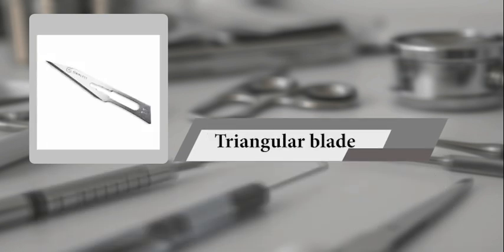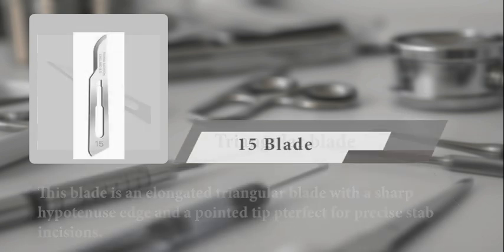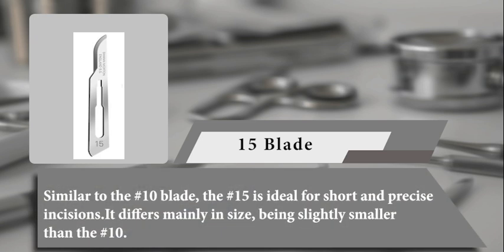tissue. Triangular blade. This blade is an elongated triangular blade with a sharp hypotenuse edge and a pointed tip, perfect for precise stab incisions. Number 15 blade. Similar to the number 10 blade, the number 15 is ideal for short and precise incisions. It differs mainly in size, being slightly smaller than the number 10.